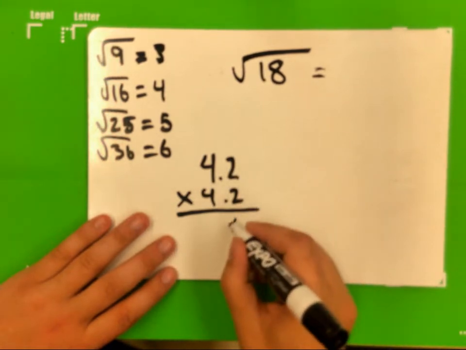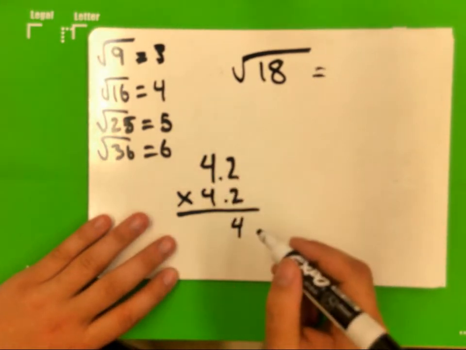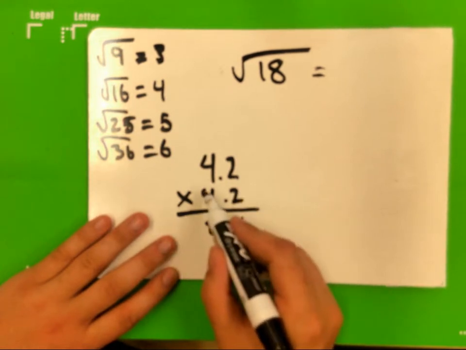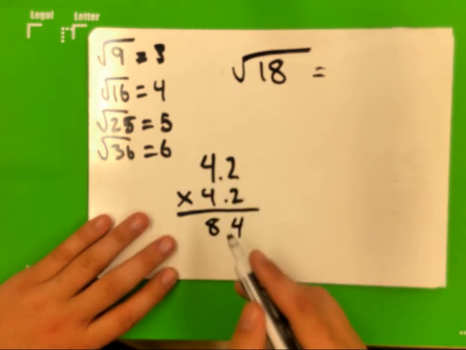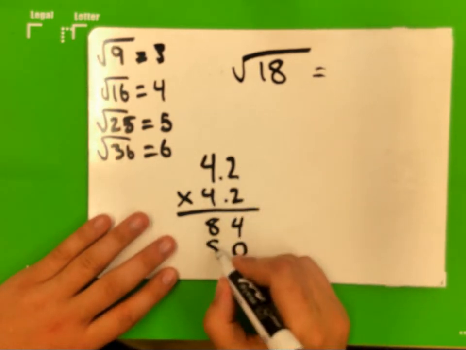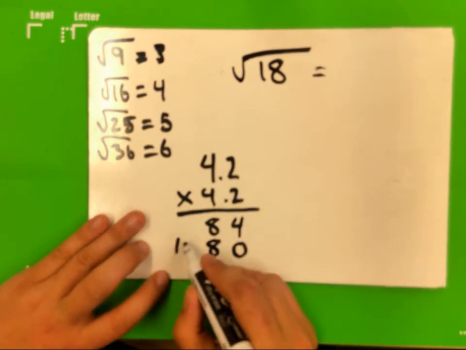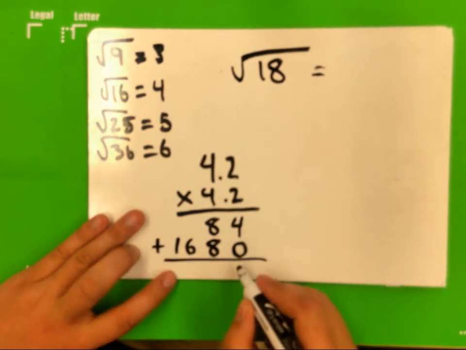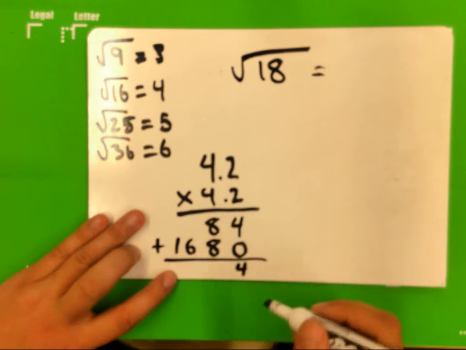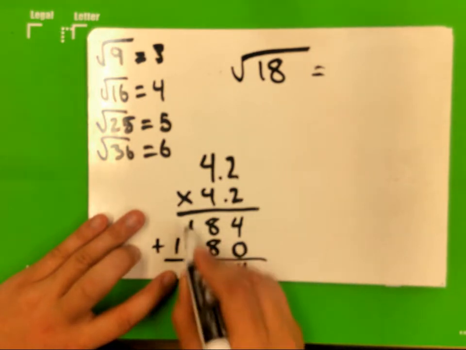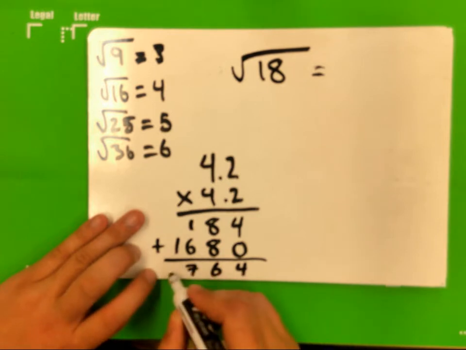2 times 2 is 4. 2 times 4 is 8. Now I'm done with my 2, so I'm moving on to my 4 because I've multiplied it by both numbers. So I have to add a 0. That's the rule. So 4 times 2 is 8. 4 times 4 is 16. Now I'm going to add all these up. I get 4 plus 0, which is 4. 8 plus 8 is 16. Put my 6 down, carry my 1. 1 plus 6 is 7, and 1.